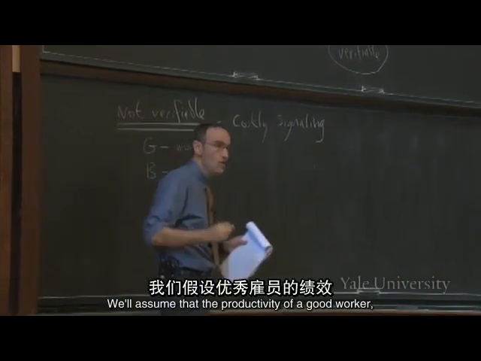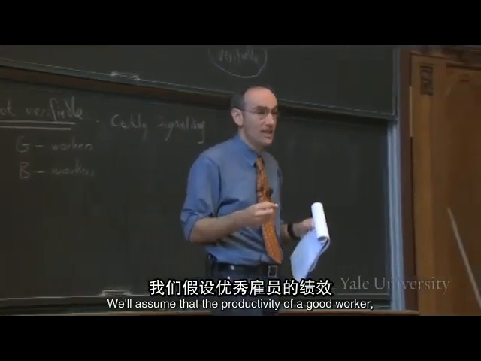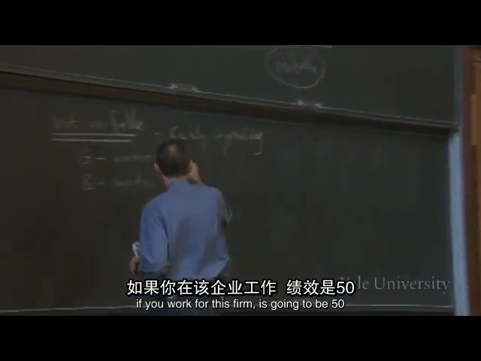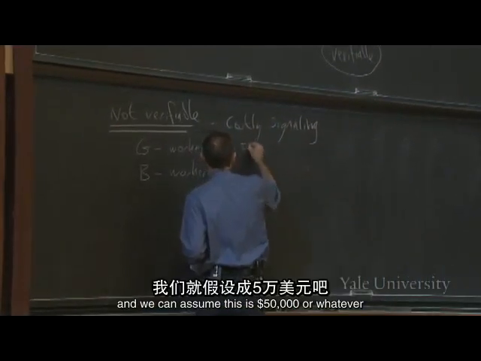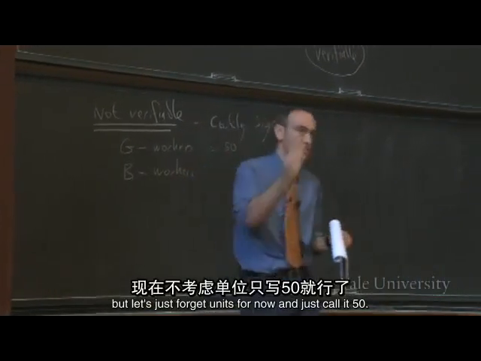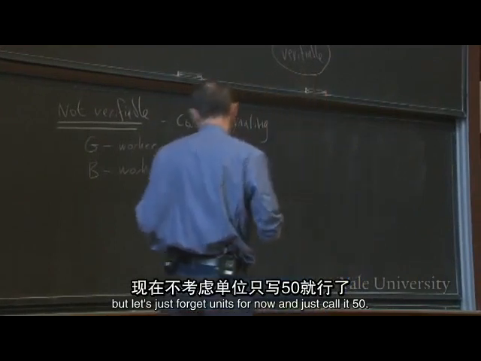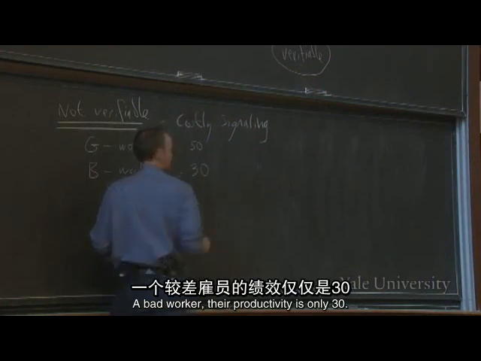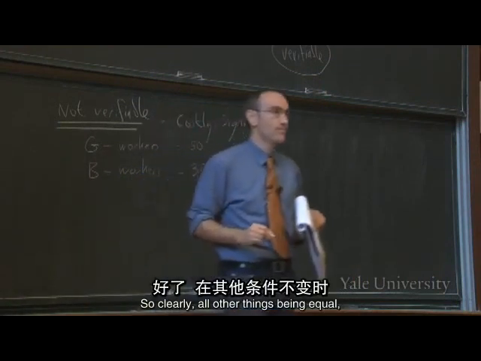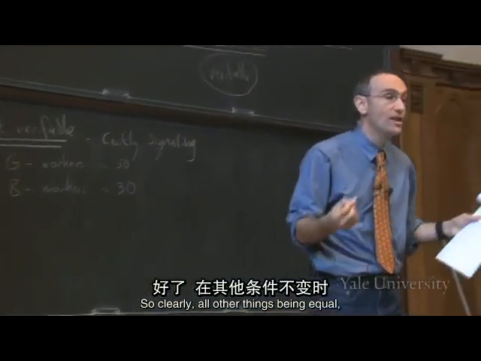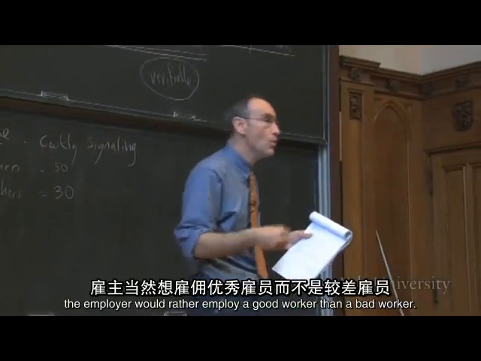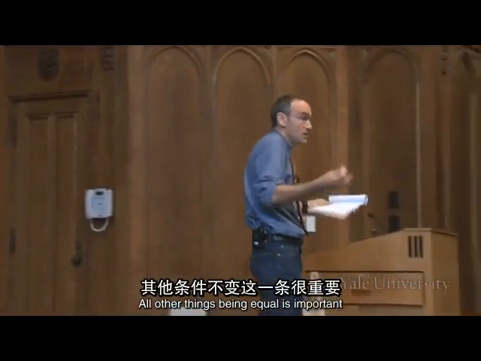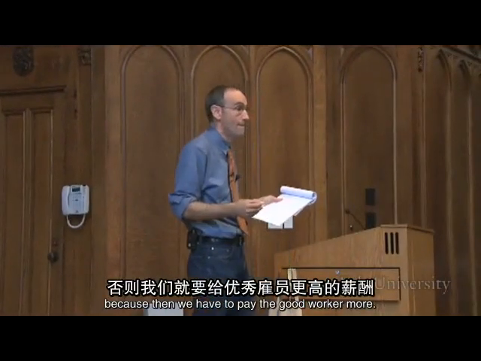All right? And we'll assume that the productivity of a good worker, if you work for this firm, is going to be 50. And we can assume this is $50,000 or whatever, but let's forget units for now and just call it 50. And a bad worker, their productivity is only 30. All right? So clearly, all other things being equal, the employer would rather employ a good worker or a bad worker. And all other things being equal is important because then we have to pay the good worker more.